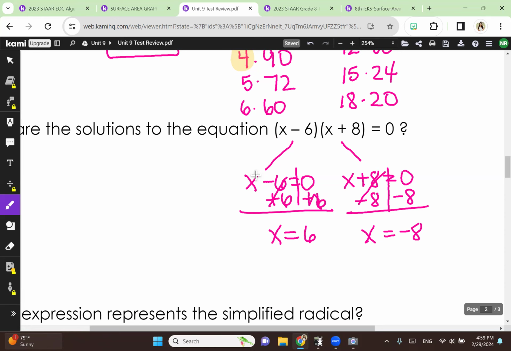Sometimes your questions will ask you for the positive or the negative answer. So this would be the positive solution. This would be the negative solution.